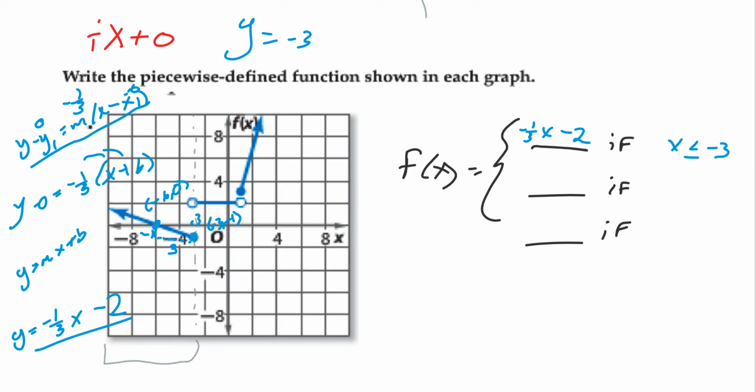Now the middle one's the easier one. It's y equals 2. It's just a straight line, so that's y equals 2. And it happens between -3 and it looks like 1. So x is between -3 and 1, with no line at the ends because they're open circles.